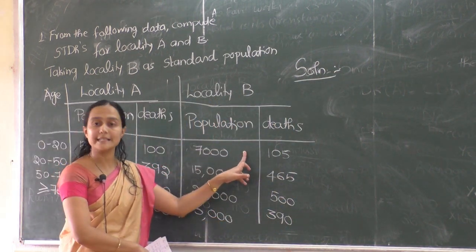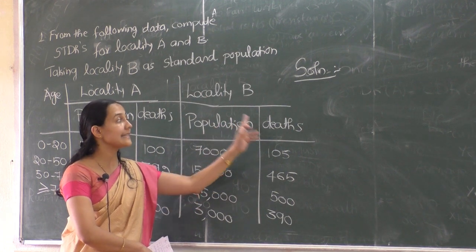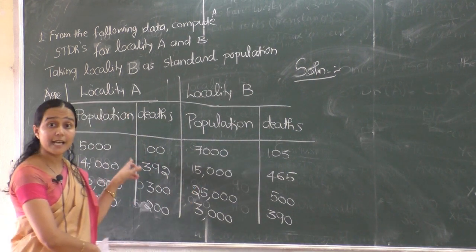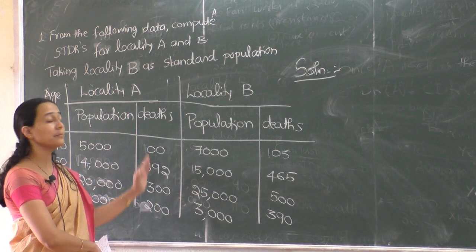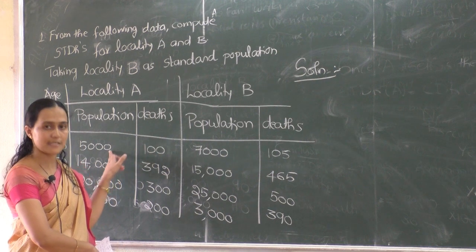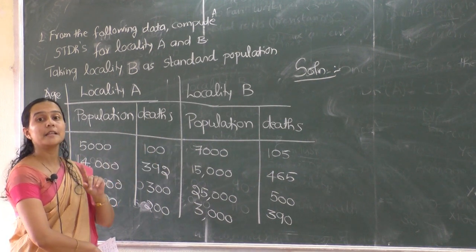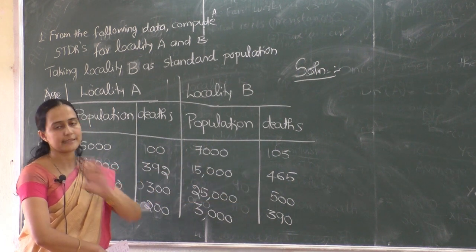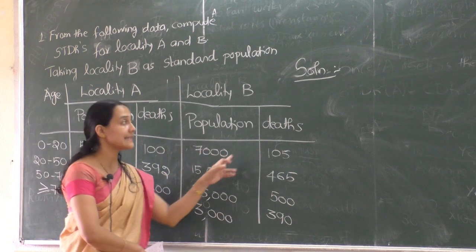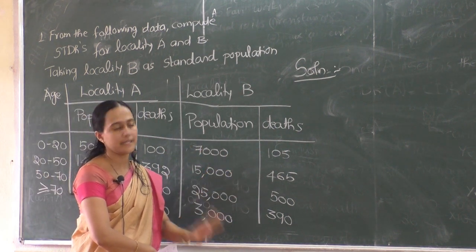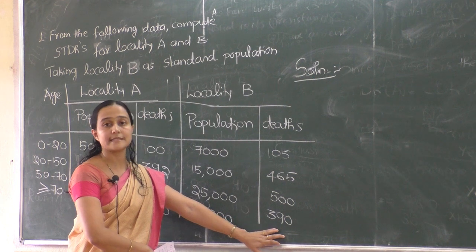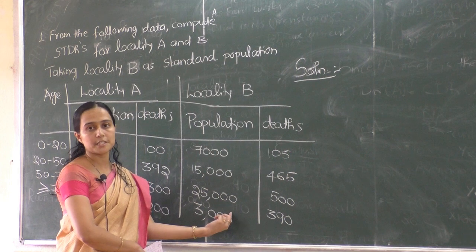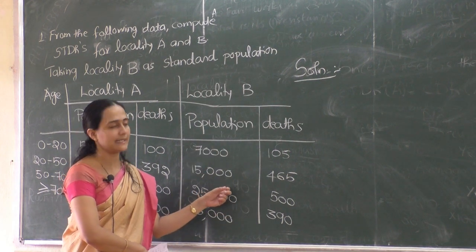Since locality B itself is the standard population, STDR of B is same as CDR of B. STDR of A we have to compute. For that we have to compute age specific death rate of the first population. Locality A's age specific death rate we have to compute. Locality B's age specific death rate no need to compute because STDR of B is same as CDR of B. So CDR of B means total number of deaths divided by total population into 1000. So this is the standard population. Locality B's population is a standard population.